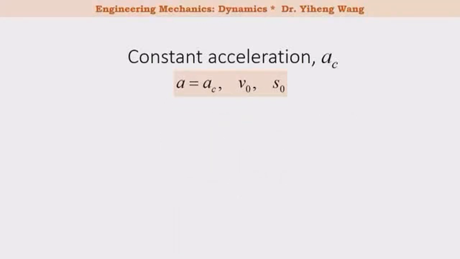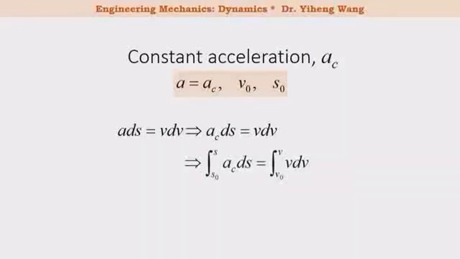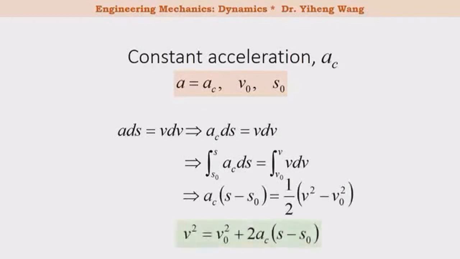And with the last kinematic equation, a ds equals v dv, substitute a with constant acceleration a_c and integrate both sides: on the left from the initial position s0, and on the right from the initial velocity v0. We get this formula after rearrangement. As you can see, this equation provides a direct relation between the velocity of the object and its position at the same point. Only v and s are variables in this equation.